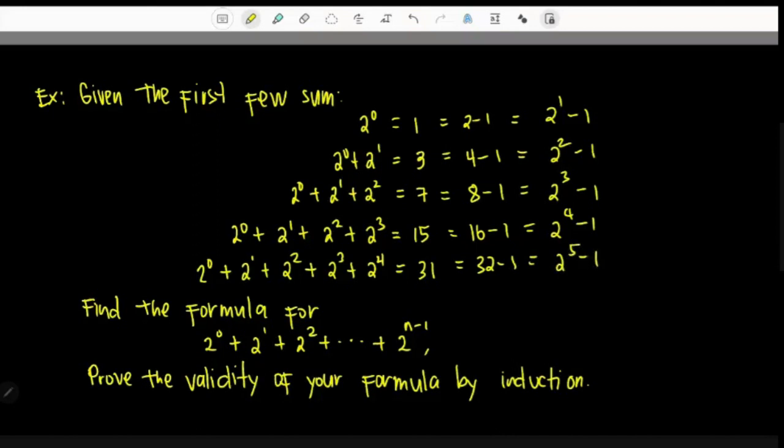And confidently, we can now deduce that eventually, this is 2 to the n minus 1. So this is our claim. We claim that the sum of the first n powers of 2, 2 to the 0 up to 2 to the n minus 1, is equal to 2 to the n minus 1. Okay, so that's our claim. So we want to prove our claim using induction.